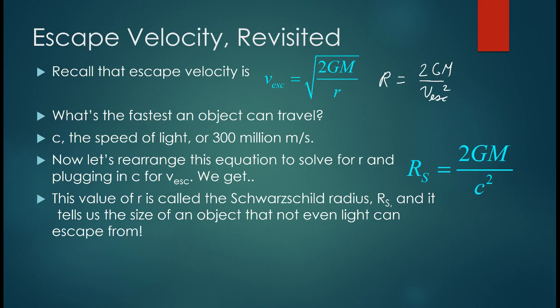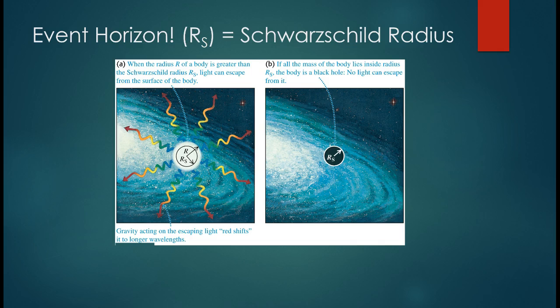So this particular value of r, Rs, is called the Schwarzschild Radius, and it tells us the size of an object with a mass of m that's so gravitationally strong that not even light can escape from it. Okay, so this event horizon is called the Schwarzschild Radius. And when the radius of an object is bigger than the Schwarzschild Radius, so in this case r is bigger than Rs, light can escape.